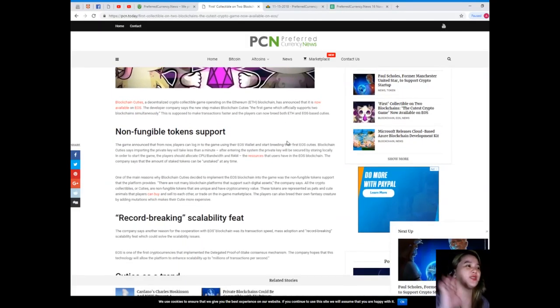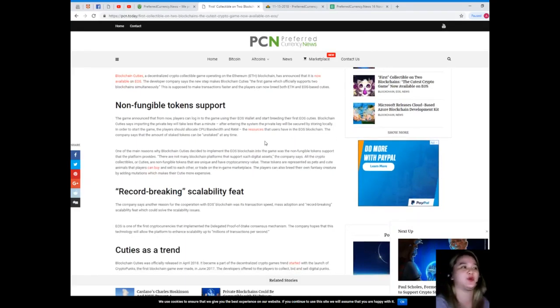Blockchain Cutest, a decentralized crypto collectible game operating on the Ethereum blockchain, has announced that it is now available on EOS. The developer company says the new step makes blockchain Cutest the first game which officially supports two blockchains simultaneously. This is supposed to make the transactions faster, and the players can now breed both ETH and EOS-based Cutest non-fungible tokens. From now, players can log into the game using their EOS wallet and start breeding their first EOS Cutest.